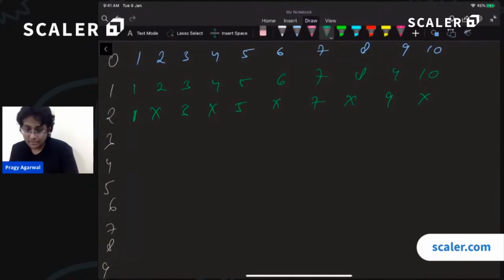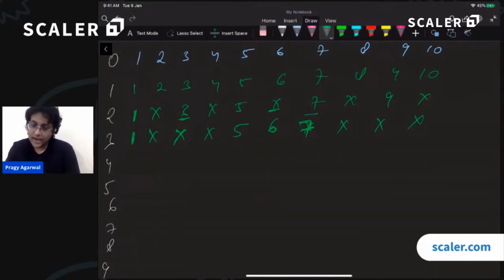What happens in the third step? In the third step, 1, we do not change it. 2, we do not change it. 3 was open, right? 3 was open, so we will close it. 4, we do not touch it. 5, we do not touch it. 6 was closed, so we will open it. 7 remains as it is. 8, we do not touch. 9 was open, so we will close it. 10, we do not touch. Yes? Okay, we move on.